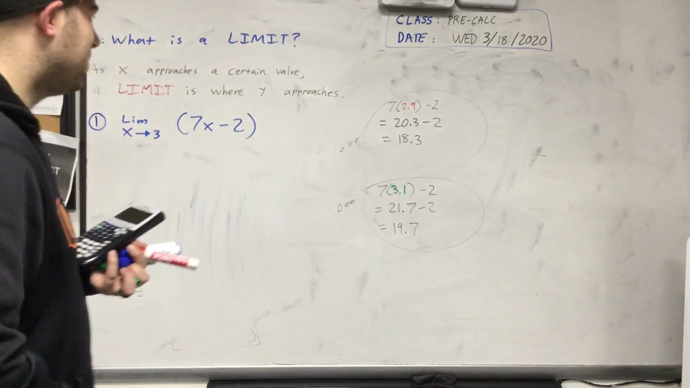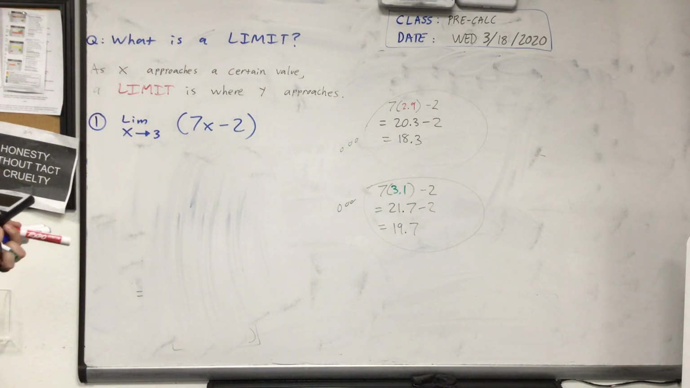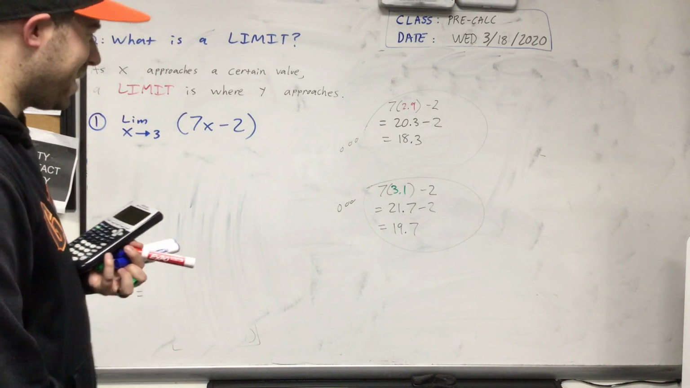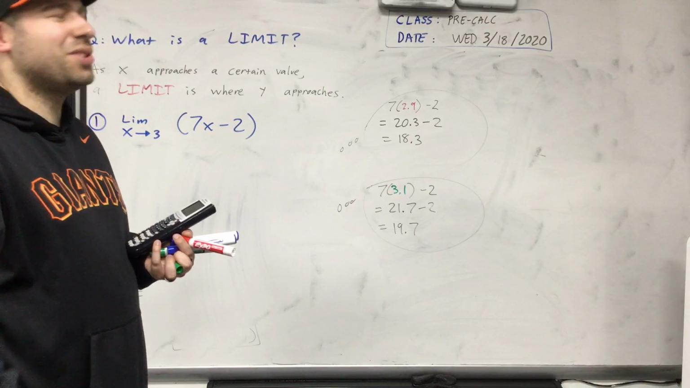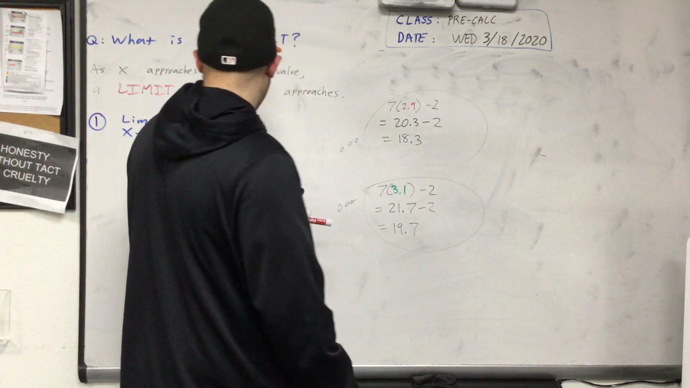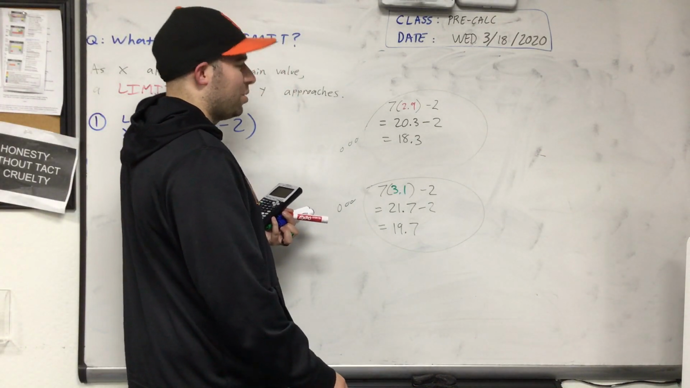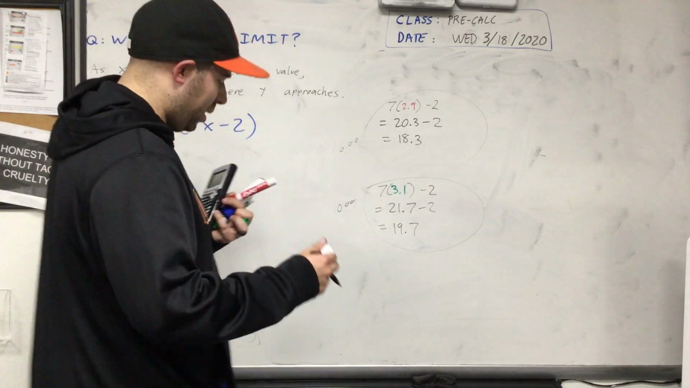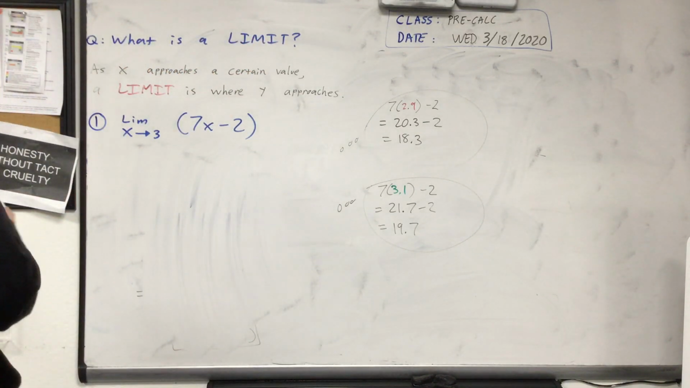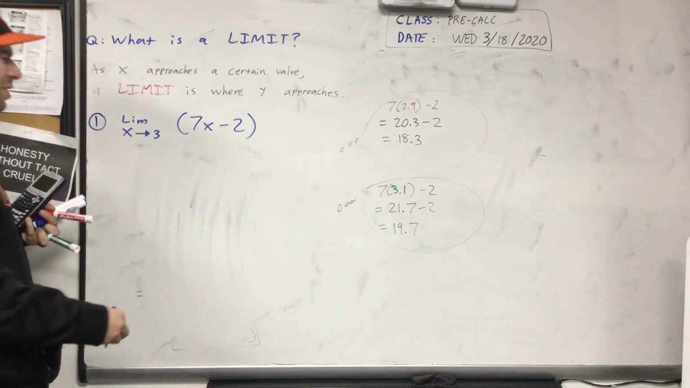Okay? Well, that doesn't really help me. What if I get closer? You see what I mean? I can do 2.99, I can do 2.999, 3.01, 3.001. So, what's the problem with actually plugging it in? Truth be told, I don't see a problem with plugging it in.